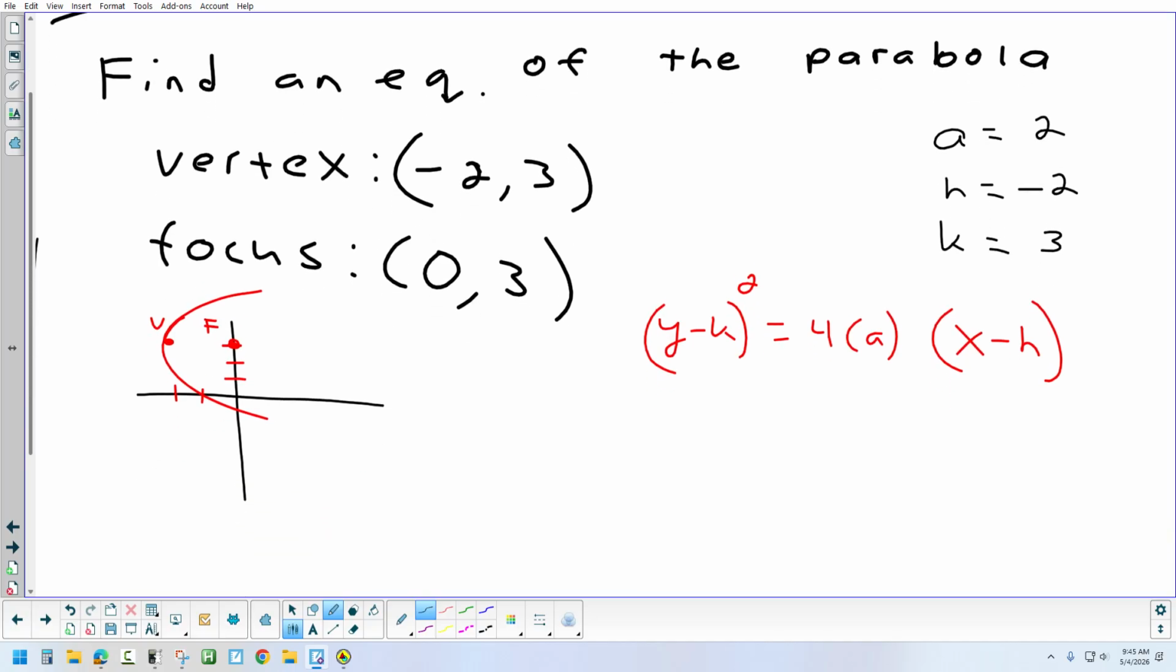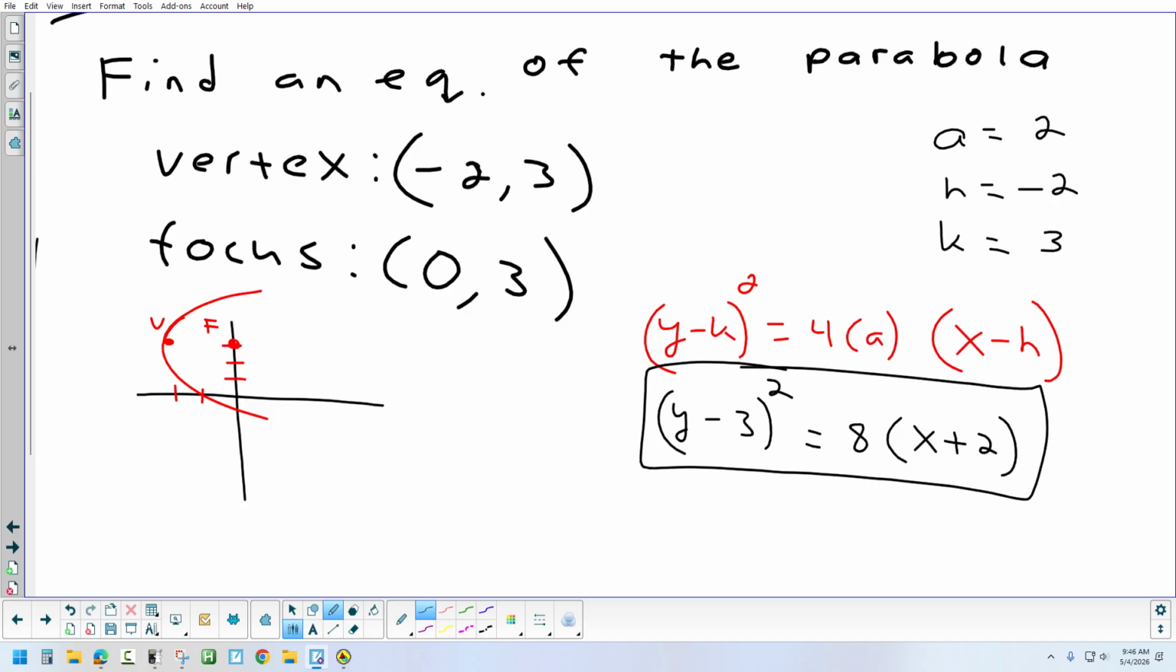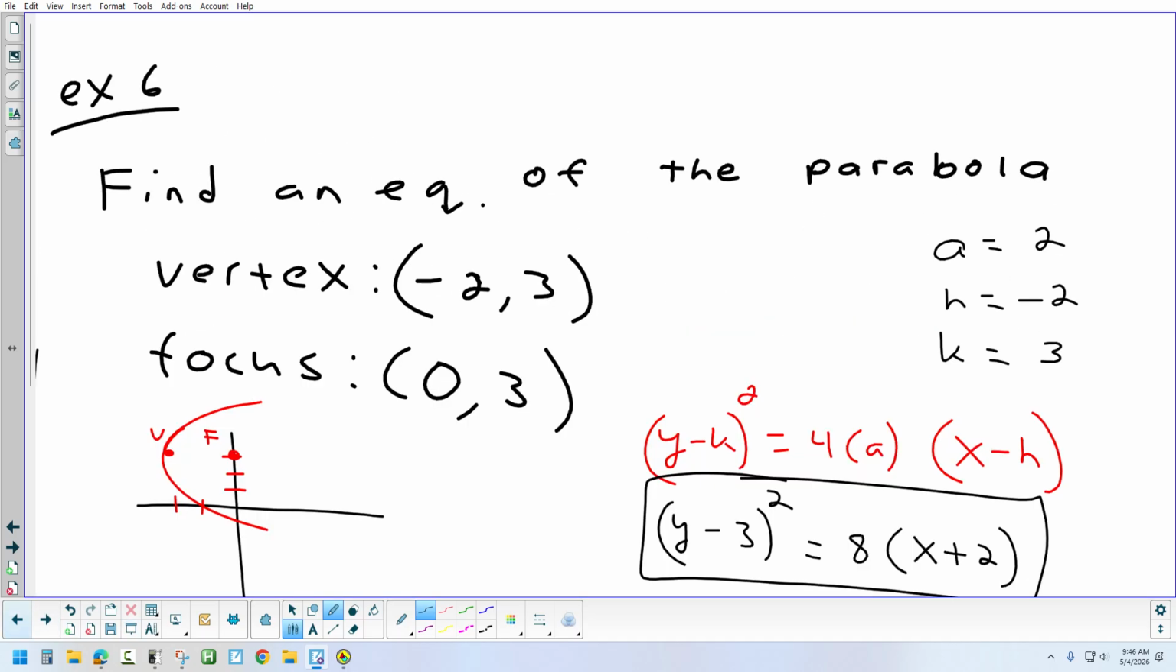So the equation is y minus 3 squared equals, fill in 2 for A, 4 times 2 is 8x. Now we got to be careful with that because when we fill in the h, it's a negative, so it's x minus minus 2. So it becomes plus 2. And that is the equation of our parabola.